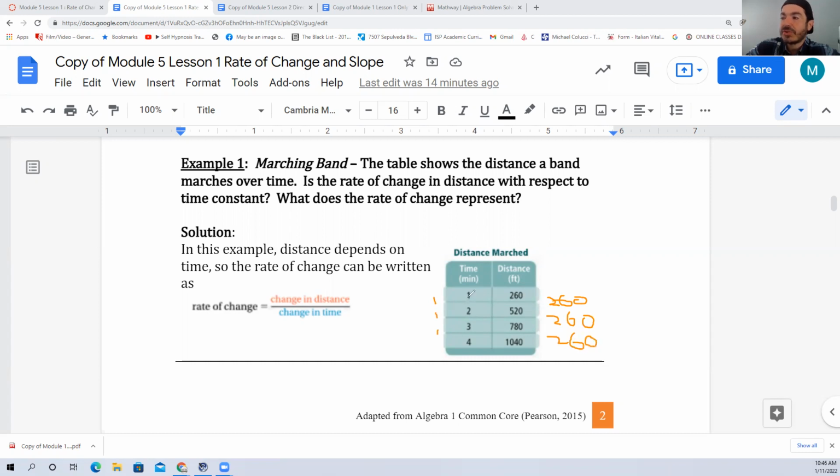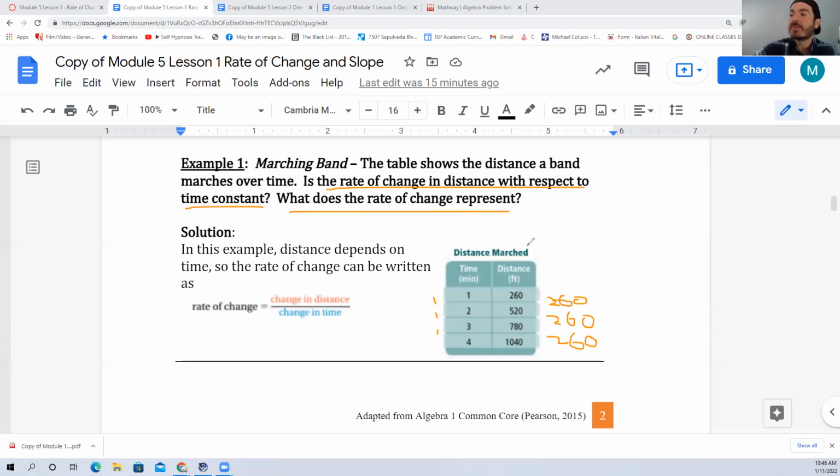So the rate of change is 260 divided by 1, 260. 260 divided by 1, 260. 260 divided by 1, 260. So the rate of change for the whole equation is 260. And it's constant, at least in the data that they've given us. So is the rate of change in distance with respect to time constant? It is. It's always 260.